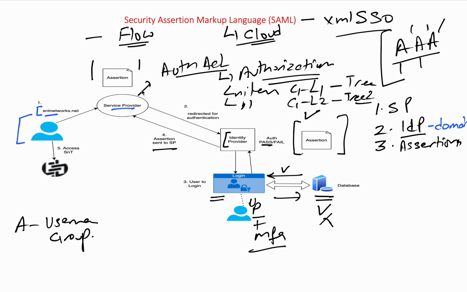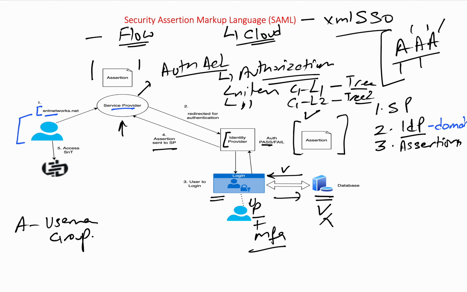So if the group is L1, what authorization will it give you? It will give you authorization for tree. If it is L1, it will give you authorization to tree. So the authorization part will be done here. Okay. But only the values will be sent from the assertion. It will be sent by the identity provider.